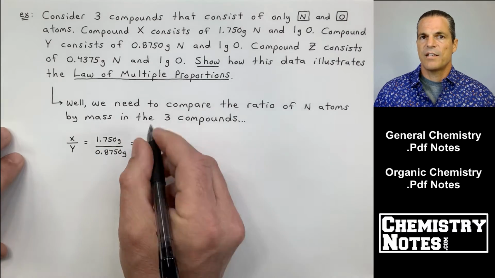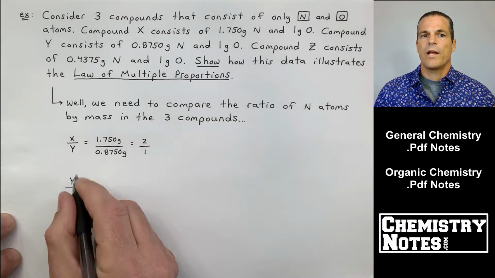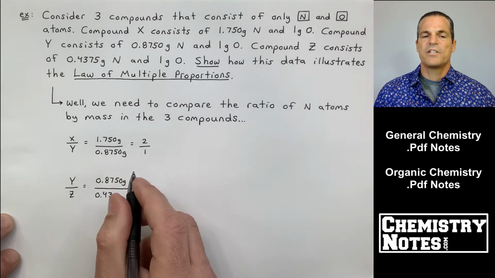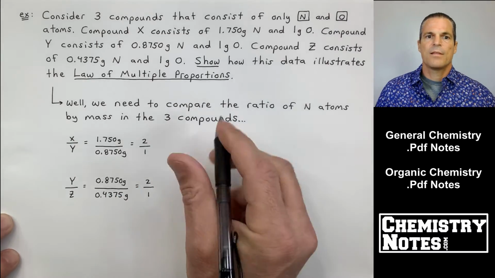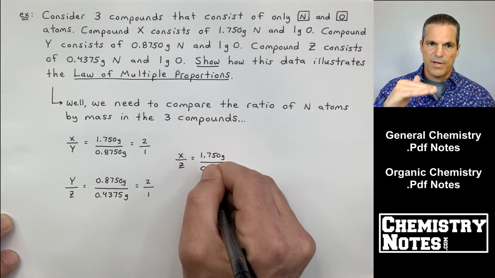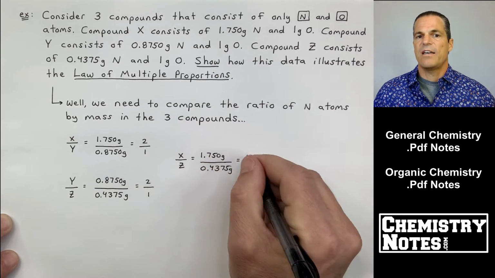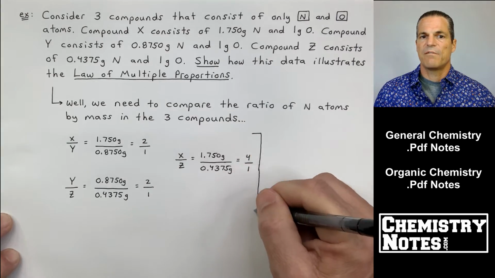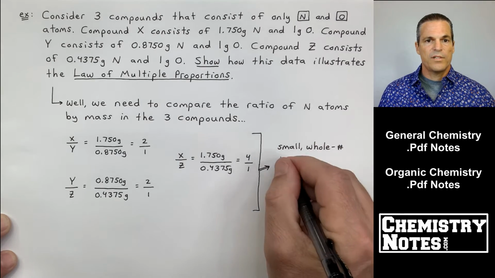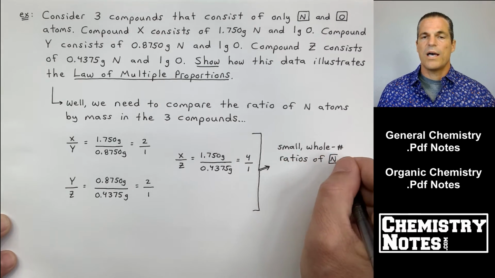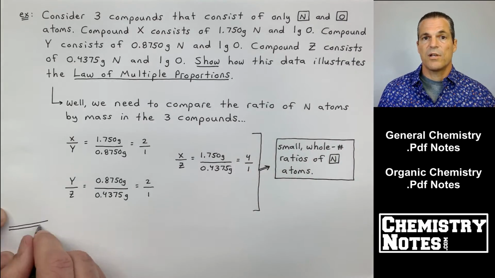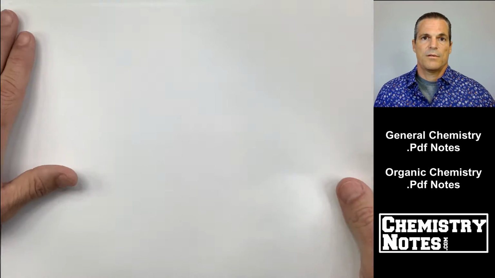So if I do X divided by Y, 1.750 grams of nitrogen divided by 0.8750 grams, that's 2 to 1. The ratio of nitrogen atoms in Y to Z is also 2 to 1. And then the ratio of nitrogen atoms in compound X to compound Z is 1.75 grams divided by 0.4375 grams, 4 to 1. Small whole number ratios. So all we did was write three proportions: X over Y, Y over Z, X over Z, and we were able to prove that yes, this illustrates the law of multiple proportions.